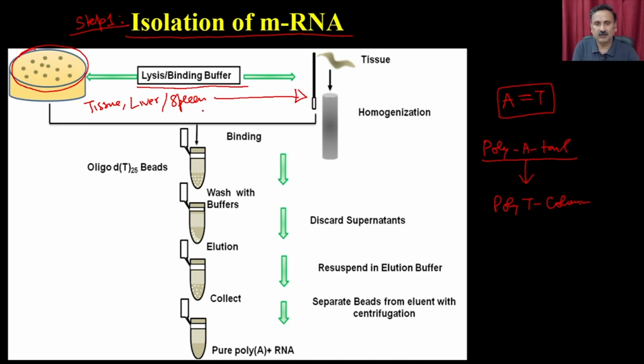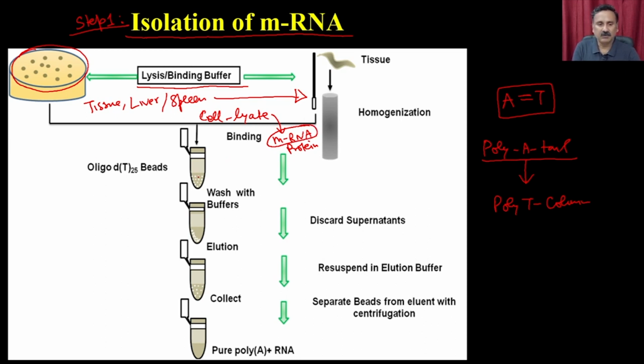Lysed cells means you are going to get the cell lysate, and the cell lysate is going to have the messenger RNA, the protein, and also the other RNA species. But as we said, the messenger RNA has the poly A tail, so it is going to bind to the column.